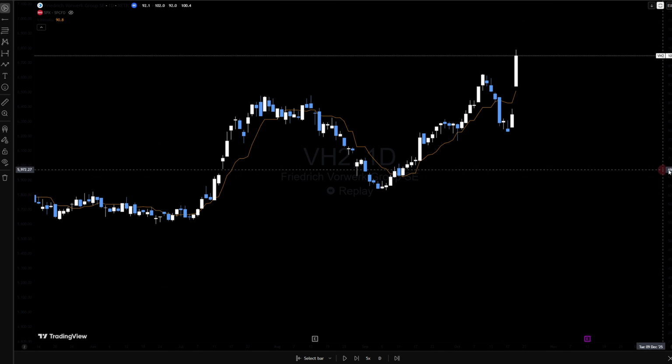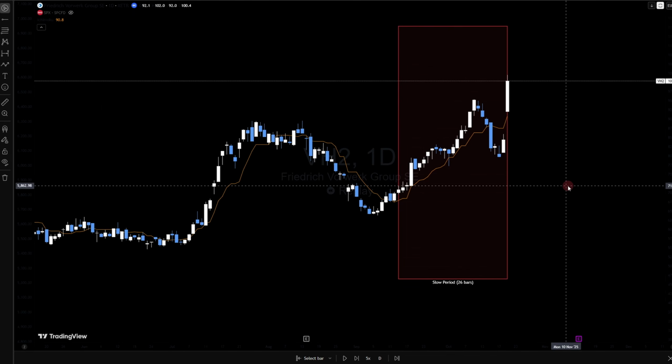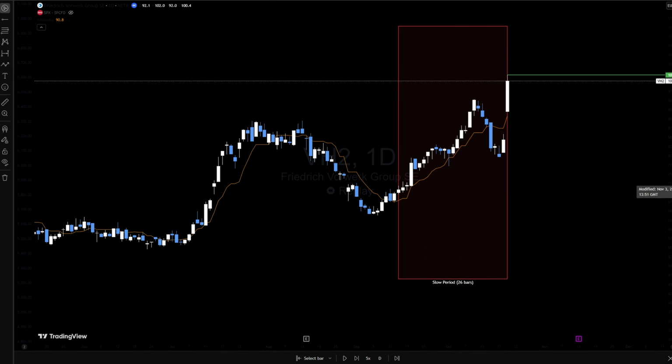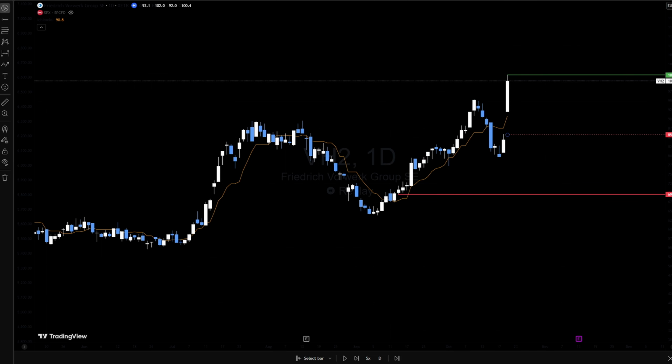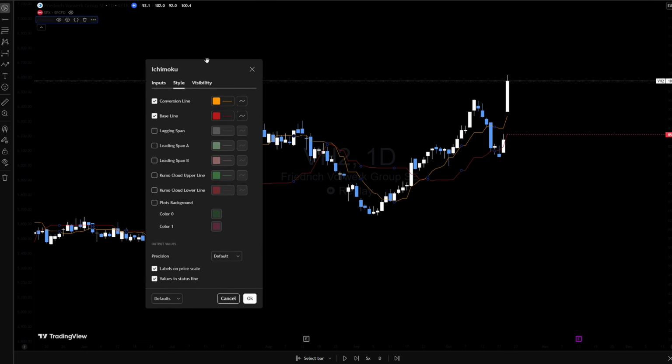Let's look at the next one. So the next moving average considers the share price over a 26-bar period. Again, it looks at the highest high, and it also looks at the low for the period. And again, it chooses an average. And if we go back to the Ichimoku chart settings, I can turn on that line now.